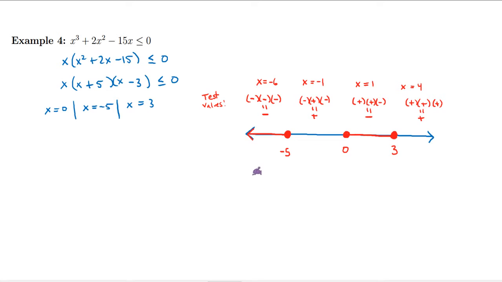So writing that as an interval, we have negative infinity to negative 5, and we are including the negative 5. And then we will union that with the interval from 0 to 3, including both the 0 and the 3. And writing that algebraically, we will say that x is less than or equal to negative 5, or x is between 0 and 3, inclusive, right, on all of these things.